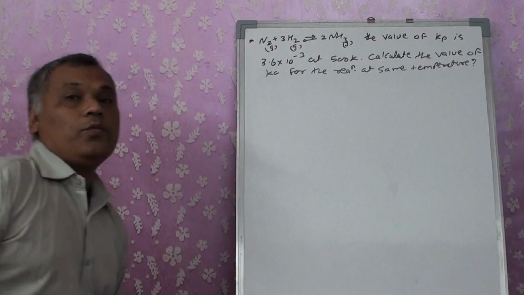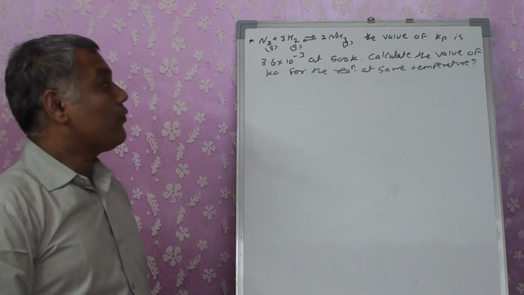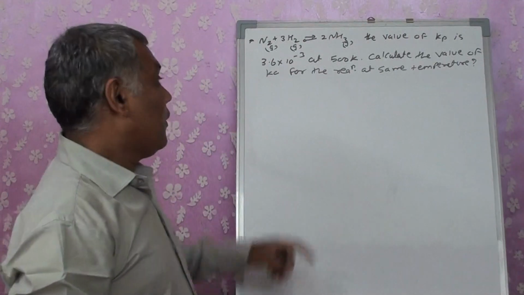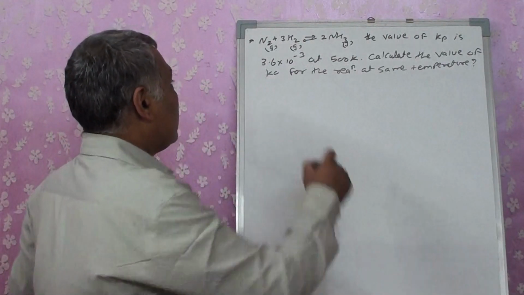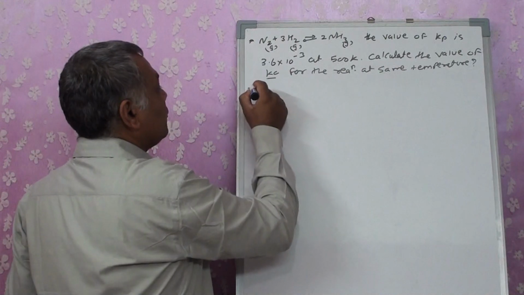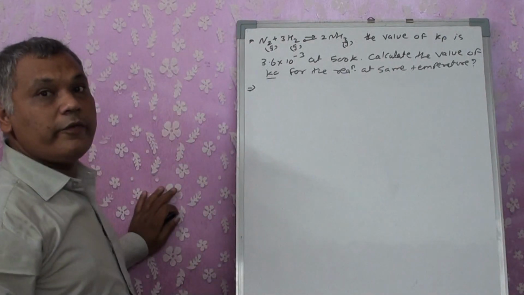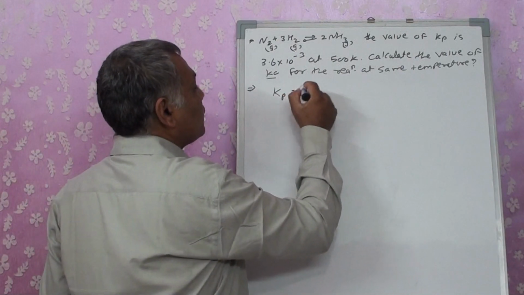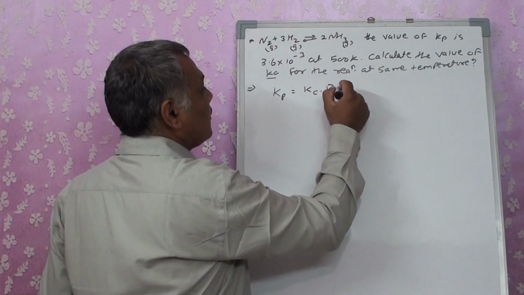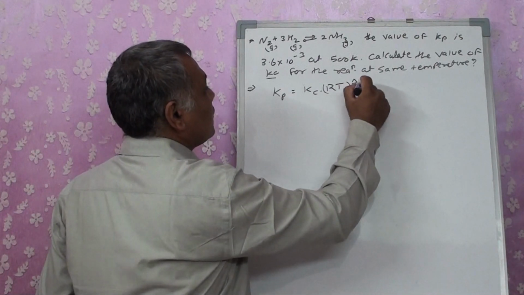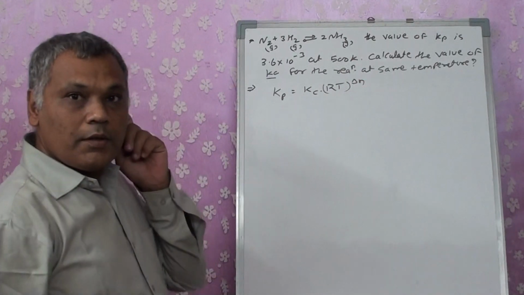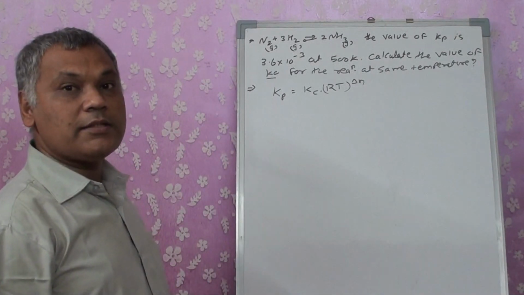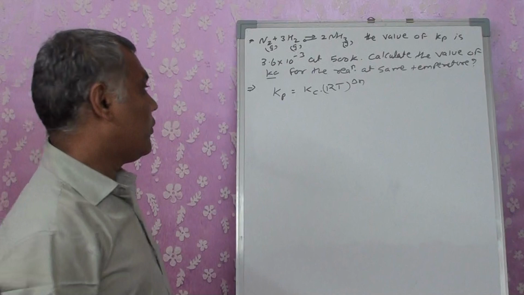Okay. Now, what is given to us? The value of Kp is given to us, 3.6 into 10 raised to minus 3. We want to calculate the value of Kc, right? So for this numerical, we know the formula: Kp is equal to Kc (RT) raised to delta n. Once we know the Kp, we can very easily calculate the Kc. This is the formula that we will be utilizing.